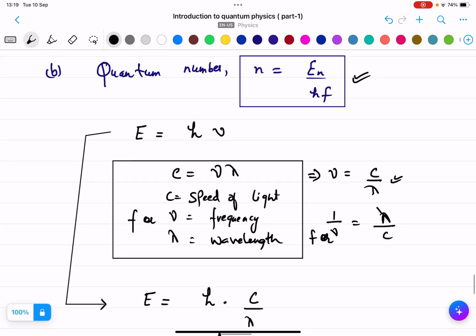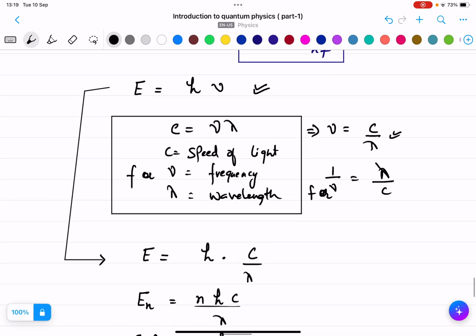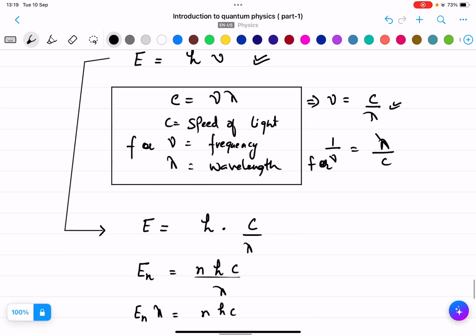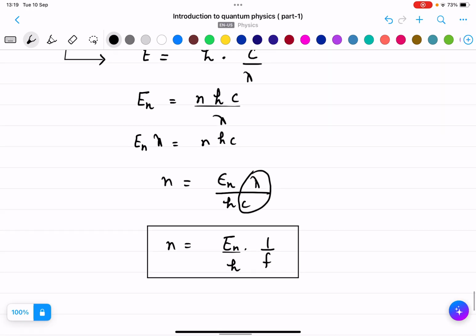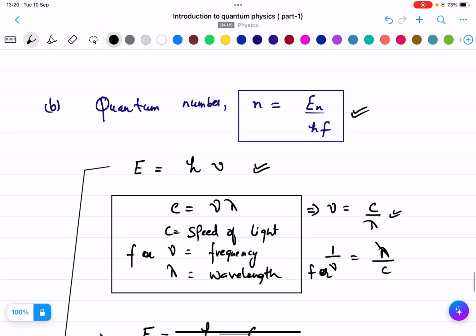Let me tell you again. E equals h nu is a standard formula, and c equals nu lambda, where nu is frequency, lambda is wavelength, and c is the speed of light. So nu equals c by lambda, and nu or f is the same thing. If we reciprocate it, lambda by c equals 1 by nu. Now putting every value in the formula, E equals h nu, then E equals hc by lambda, putting all the values for En and then lambda by c equals 1 by f. So we will get this formula.